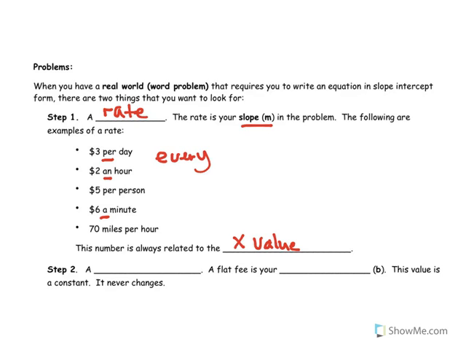The next thing we're looking for is a flat fee. Your flat fee can be thought of as your initial value. And that is going to be your B. So in your problem situation, as far as your equation, your initial value or your flat fee or your startup information is going to be your B. This value is constant and it never changes. So another word I want you to write is anything that you begin with. So let's write startup. So anything that you start up with or that you begin with is going to be your initial value.